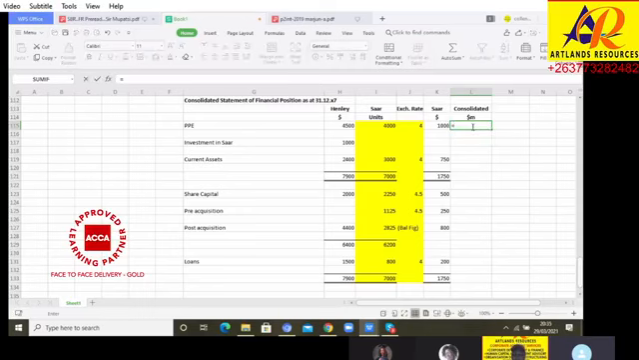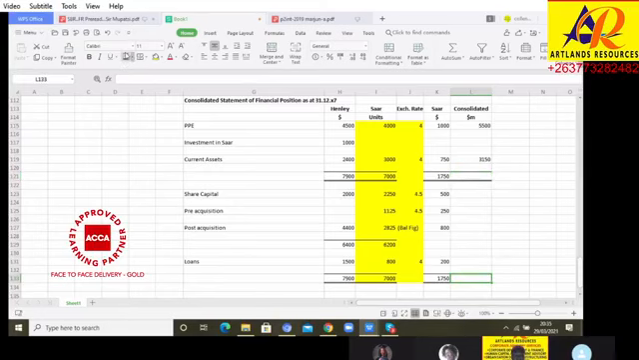PPE, we consolidate. We say dollars here plus dollars there. Current assets. Remember, investment in SAR is not consolidated because it's an intercompany thing. Current assets, that one plus that, you put it there, and then you put the total. You also do the same here. Share capital, remember to take parent only. Post-acquisition reserves, we are yet to work this out. And then loans. Let us work loans.